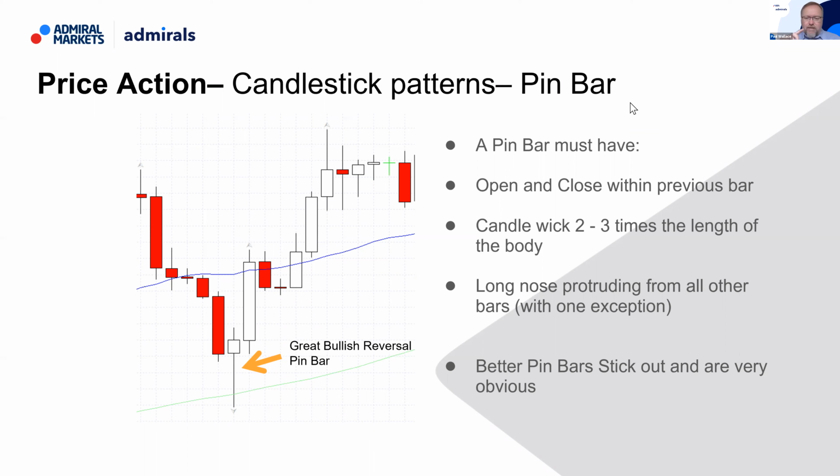A rejection candle. It must have its opening and close within the previous bar. The candle wick should be 2 to 3 times the length of the body, and you should have a kind of long nose protruding from all of the other bars. Good pin bars will stick out and are very obvious. When you look on charts, you'll find them all over the place, regardless of time frames or instruments.